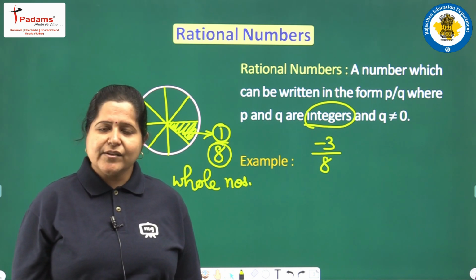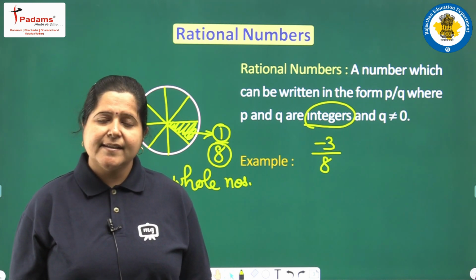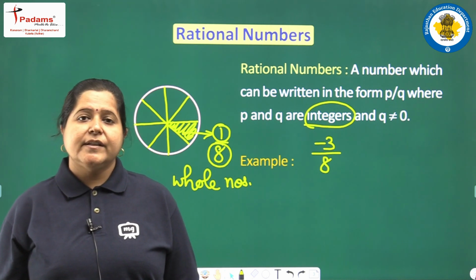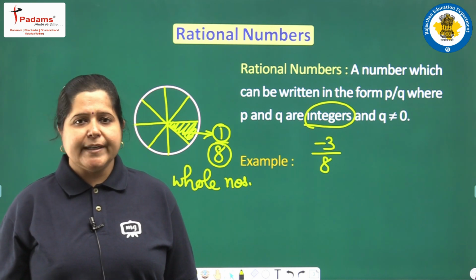So in this class children, we learnt about natural numbers, whole numbers, integers and rational numbers. Then we recalled addition and subtraction in integers and rational numbers. I hope this will be helpful to you in our next class.